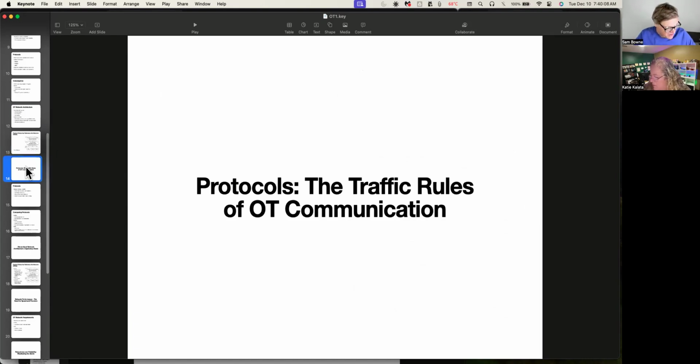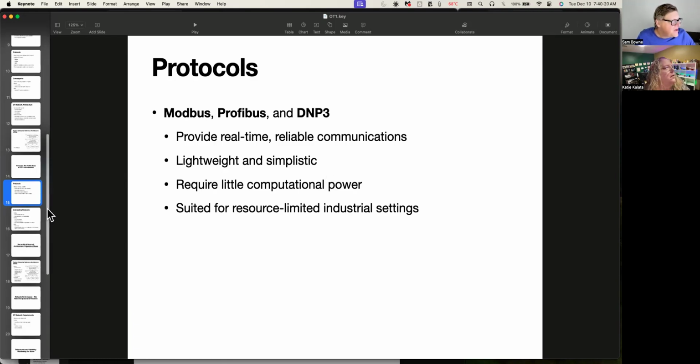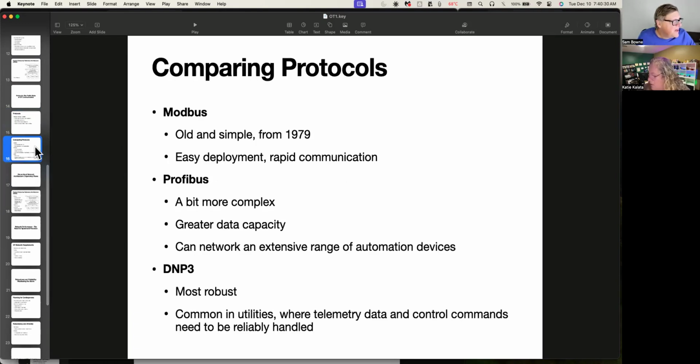And then you have the protocols, Modbus, Profibus, and DNP3. These things are very lightweight, simplistic, typically no encryption, often no authentication. They're intended to connect devices, but they're like the really old internet protocols like Telnet and FTP back in the days when nobody thought about security. So Modbus is really old, from '79, very common, almost universal. Profibus is a little more complex, and DNP3 is the most robust, common in utilities, especially electric utilities, commonly used.